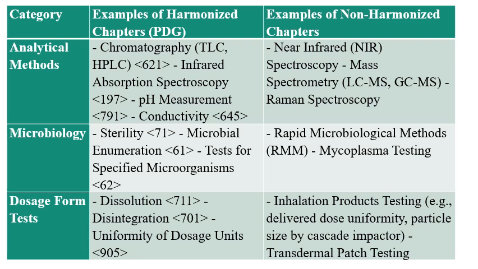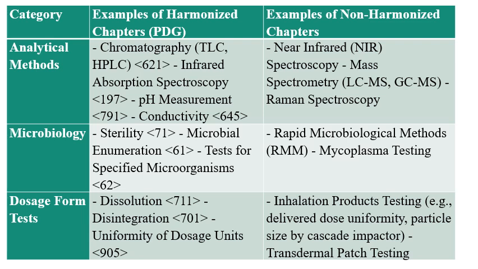Then analytical methods. So chromatography, that is TLC, HPLC, infrared absorption spectroscopy, pH measurement, conductivity, all are the harmonized analytical methods. Some examples for non-harmonized analytical methods are near IR spectroscopy, mass spectroscopy, and Raman spectroscopy. Examples of microbiology, that is sterility, microbial enumeration, test for the specified organisms. These are harmonized. Rapid microbial methods, mycoplasma testing are non-harmonized.